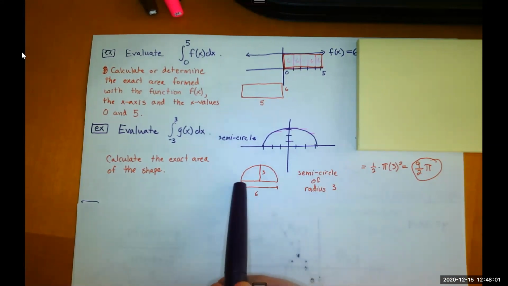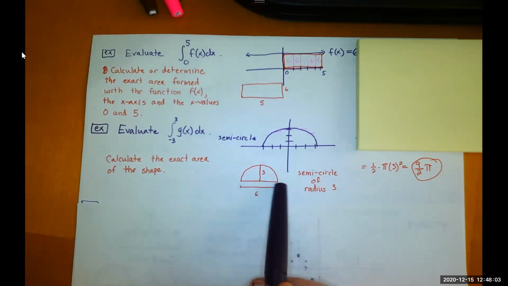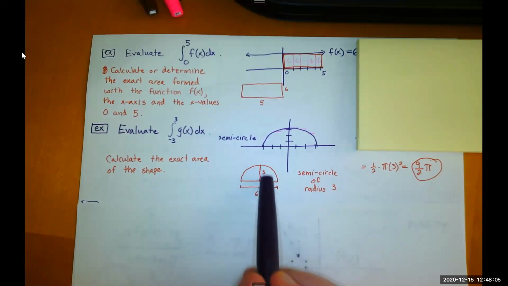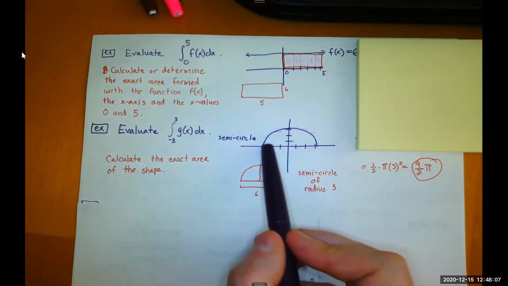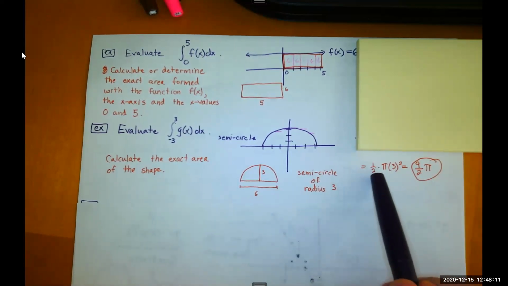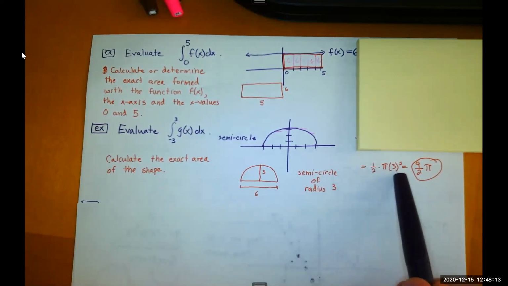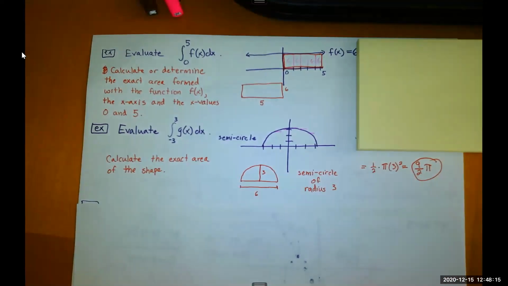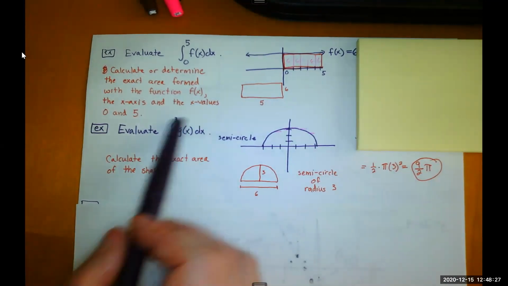So we go from -3 to 3, so the diameter is 6. We go up 3 units, which tells me that it's a semicircle of radius 3. A semicircle has an area formula of 1/2 times pi r squared. I chose to write it as 9/2 pi. 9 pi over 2 is fine. There are so many ways to do that. This is the definite integral for this function.